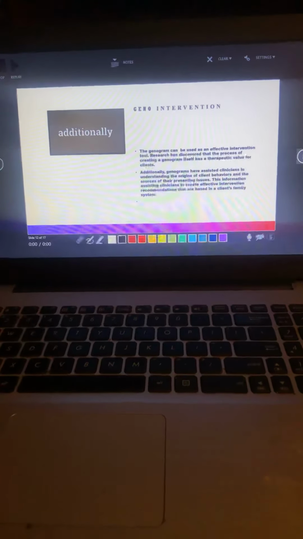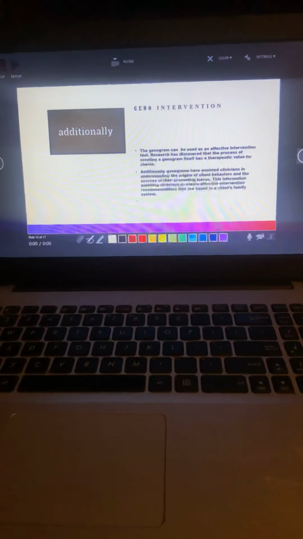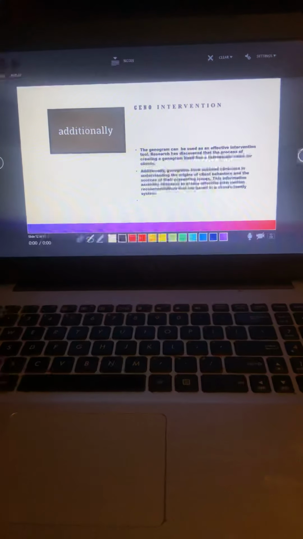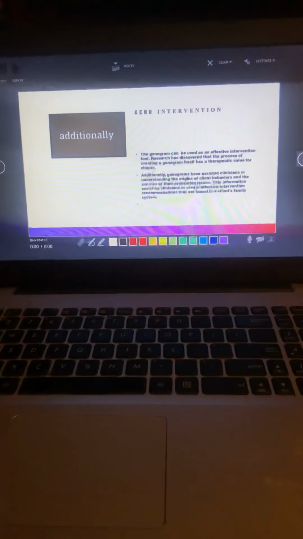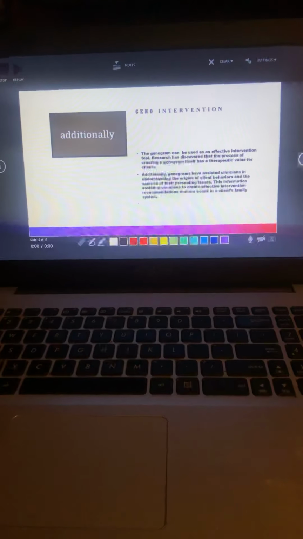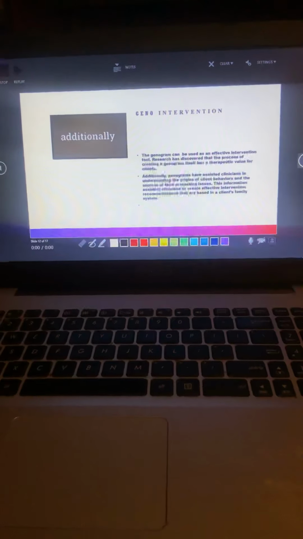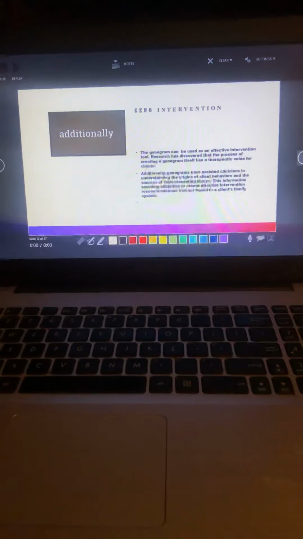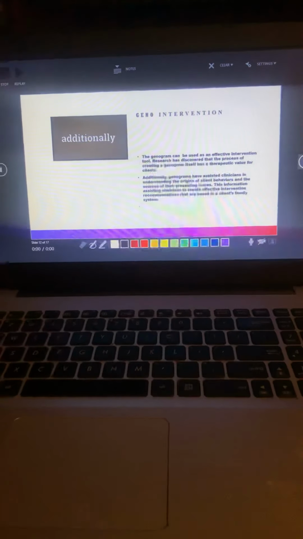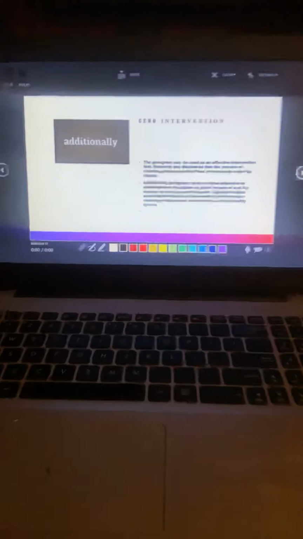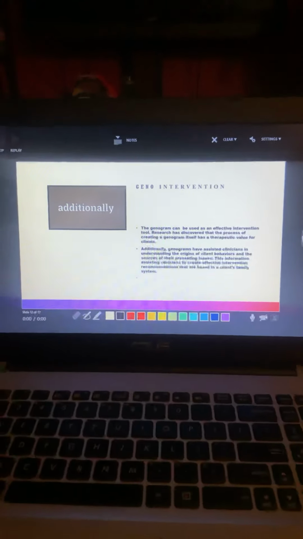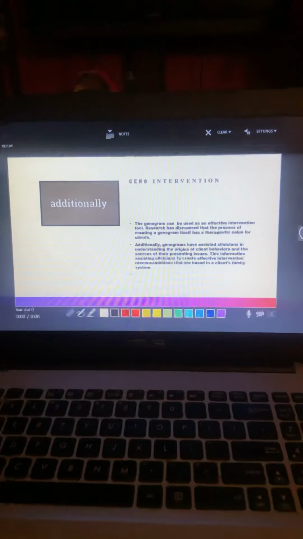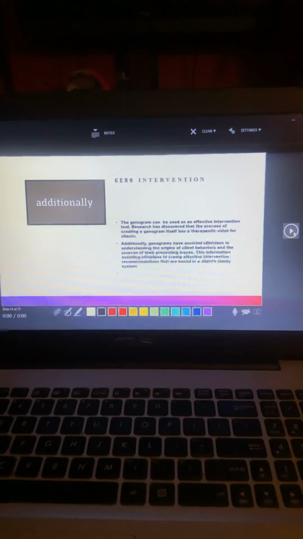Additionally, genograms have assisted clinicians in understanding the origins of the client's behavior and the source of their presenting issues. And what I talked about, their behavior. So what was the source of it, where did it come from? You can look back at the mothers, or the mother's mother, just seeing why this patient is acting a certain way, or why he may have issues with females.